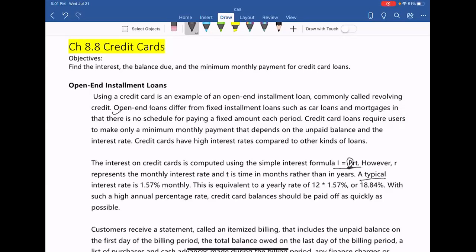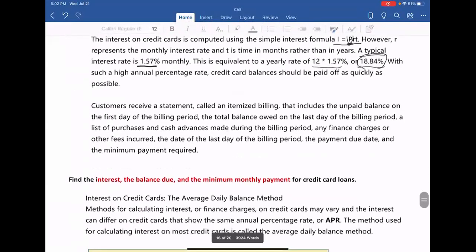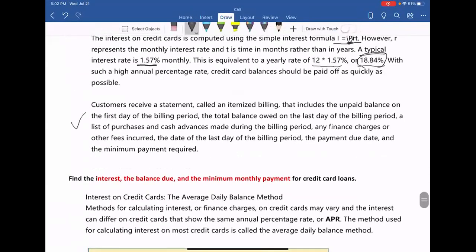Here is an example. A typical interest rate is 1.57% monthly. This is equivalent to a yearly rate of 12 times 1.57%, or 18.84%. With such a high annual percentage rate, the credit card balance should be paid off as quickly as possible because the rate is very high. So read this part by yourself.